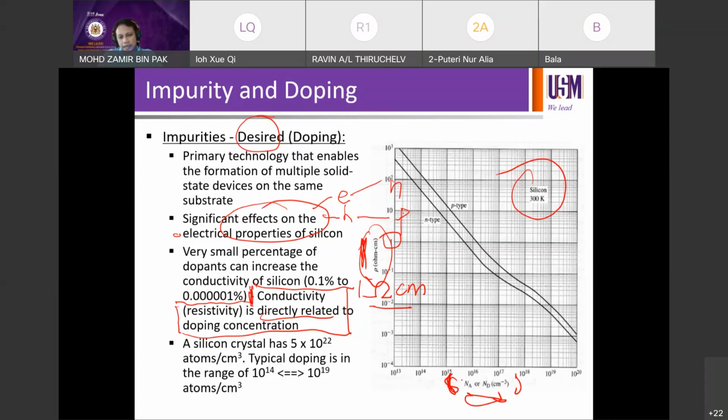Okay, Na is for acceptor, which is for p-type. Nd is for donor. Donor concentration is for n-type. We will see why later. So I'm just trying to relate these two curves, p-type and n-type.